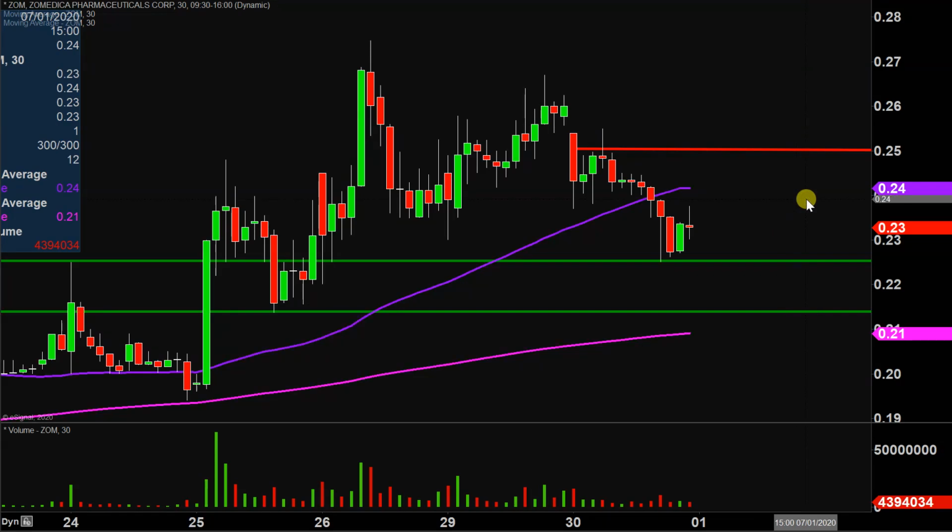In the event that level can't quite hold up, next key level after that is down there at the 21.5-cent mark. But overall, disappointing day today, but the overall trend can still get recovered, so we'll see what happens with it moving forward.